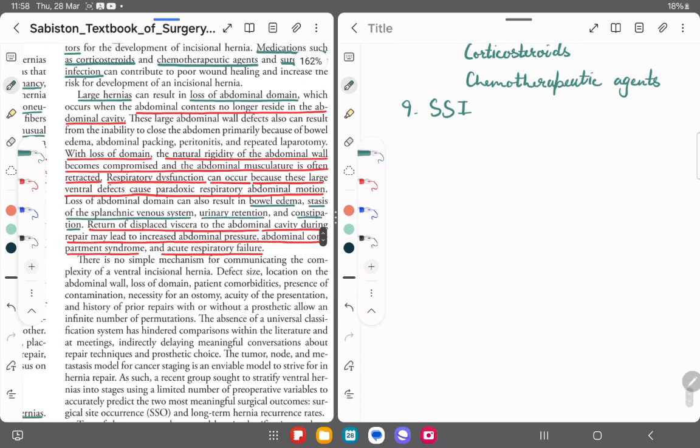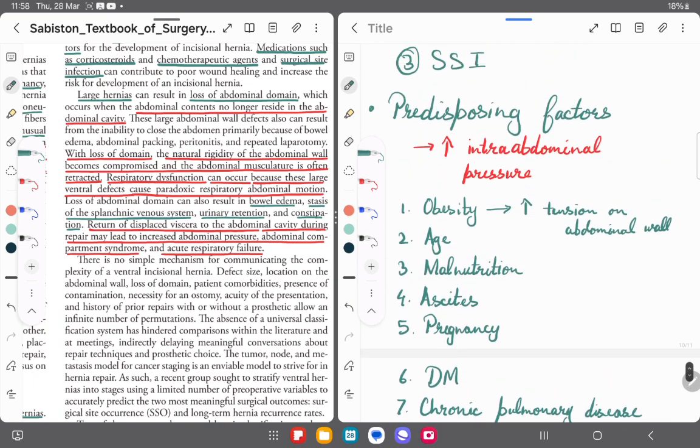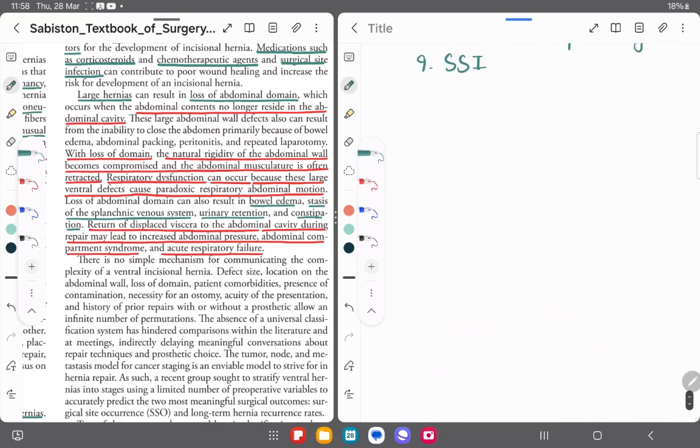Large hernias can result in loss of abdominal domain, which occurs when the abdominal contents no longer reside in the abdominal cavity. So when there is a large hernia, it can result in loss of domain. So what is loss of domain? This is important in incisional hernias. Loss of domain is when abdominal contents no longer reside in abdominal cavity.